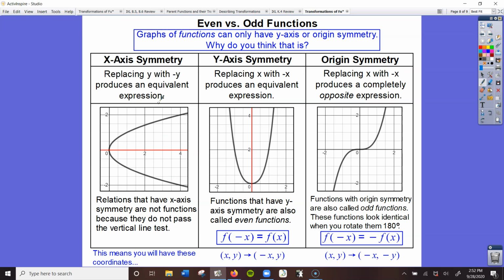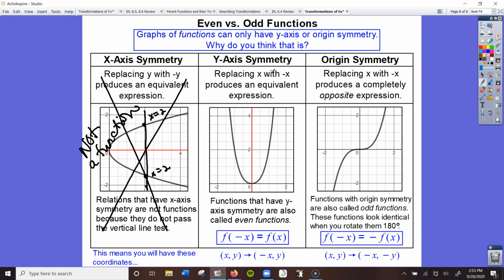So when we have x-axis symmetry, okay, if I were to draw a vertical line through it, we see that we cross 2 points, meaning that here at x is equal to 2, we end up with 2 different y values, and these x's repeat. Therefore, this is not a function, which we are only focused on functions, so we are not going to see graphs that have x-axis symmetry.